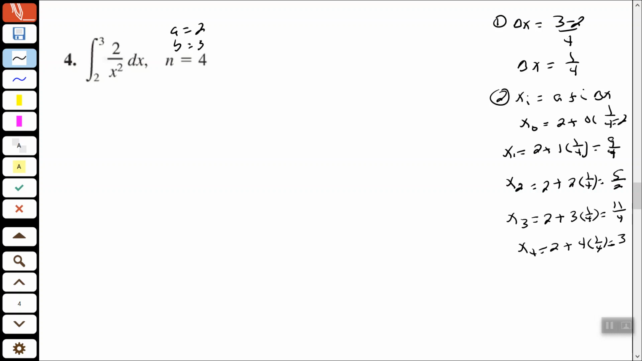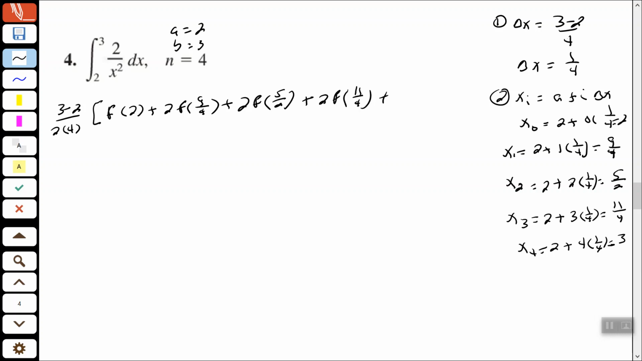Alrighty, so the trapezoidal rule here says that b minus a over 2n, so 3 minus 2 over 2 times 4, times f of 2, f of x sub 0, so f of 2 plus 2 times f of 9/4 plus 2 times f of 5/2 plus 2 times f of 11/4 plus f of 3. Okay?